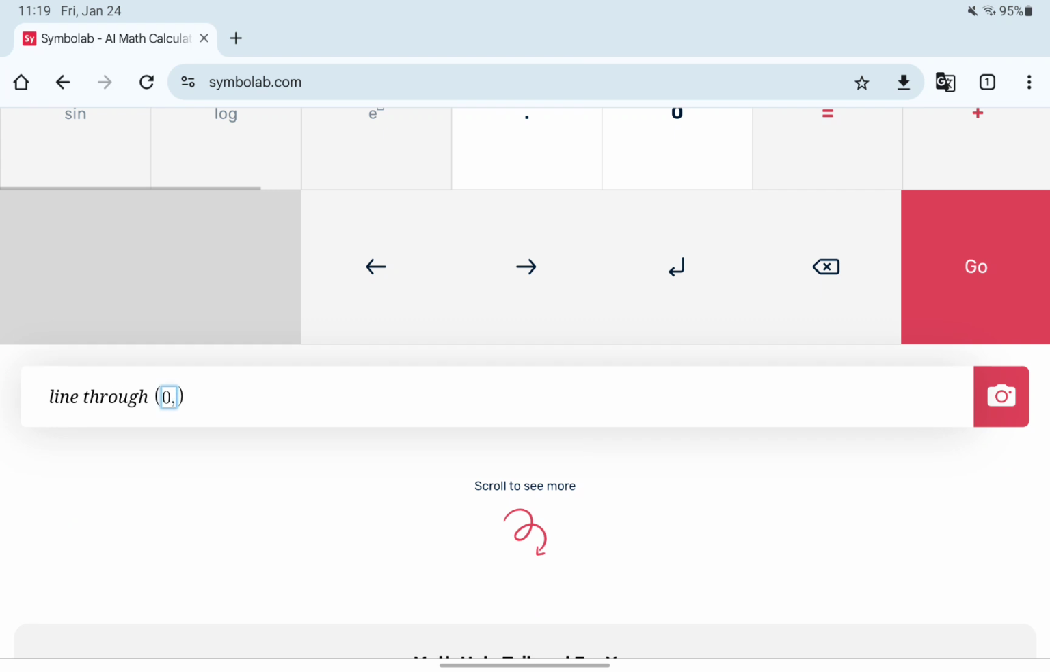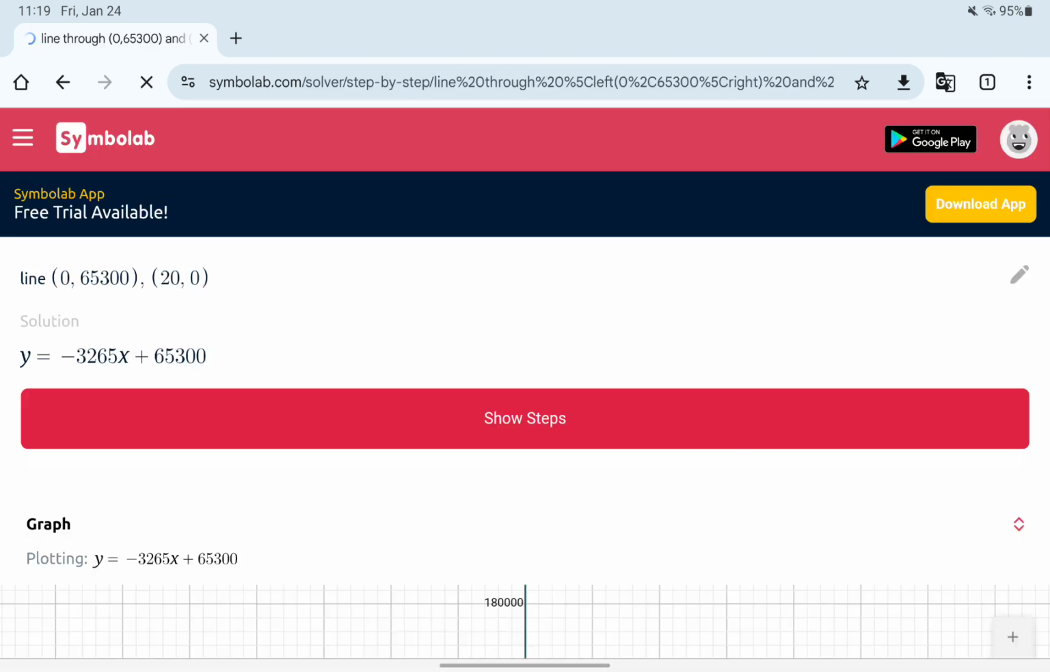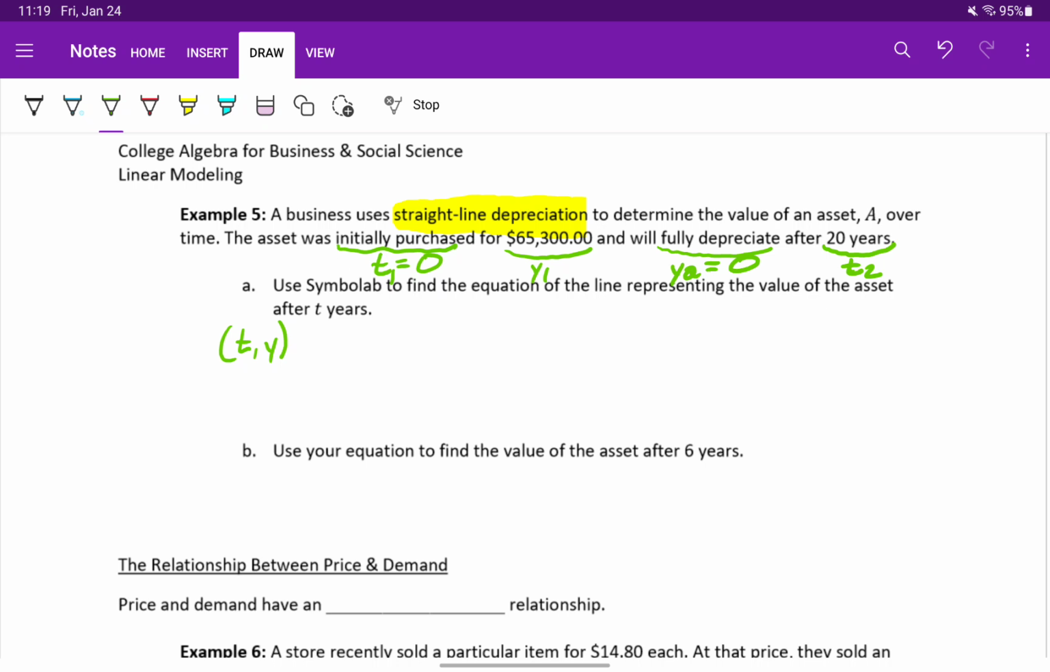So at a time of T equals 0, the value of the asset was $65,300. And after 20 years, the value of the asset will be $0. And we have our linear equation that models the depreciation of this asset. We're using T here in place of X just to give that variable a little bit more significance, that we know that that's representing time instead of items produced or something else.